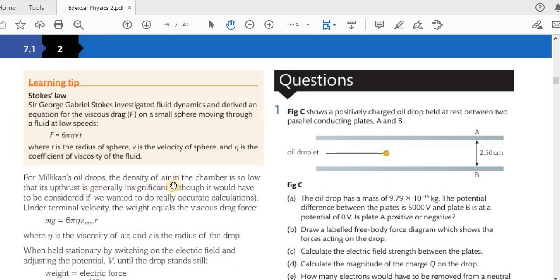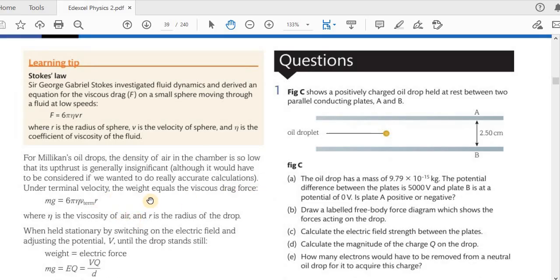For Millikan's oil drops, the density of air in the chamber is so low that its upthrust is generally insignificant. So the density of air is low, although it would have to be considered if we wanted to do really accurate calculations. Under terminal velocity, the weight equals the viscous drag force. So this is when it is falling. When it is falling, the weight force will equal the viscous drag force, which we call the Stokes force.